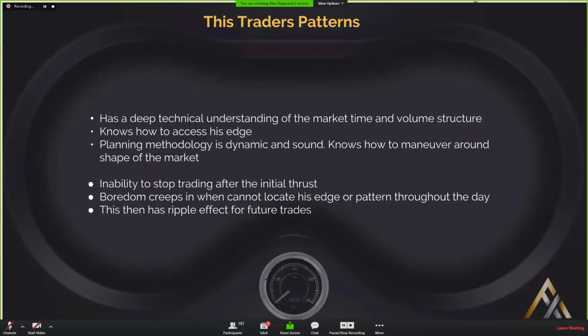He knows how to manipulate the trading in the markets. But his biggest weakness, as is evident in the statistics, is his inability to stop trading after the initial thrust.